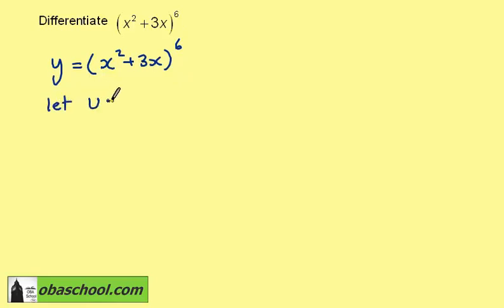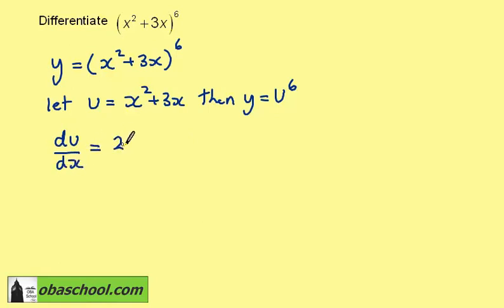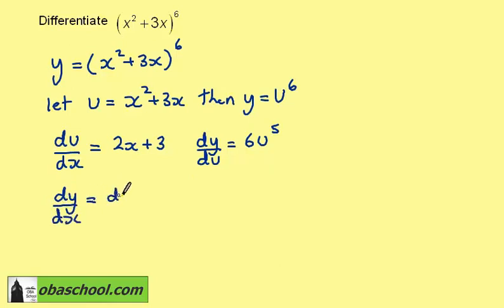If we let u be x squared plus 3x, then y is equal to u to the power 6. du/dx is just 2x plus 3, and dy/du would be 6u to the power 5. Forming our chain, dy/dx is equal to dy/du multiplied by du/dx.